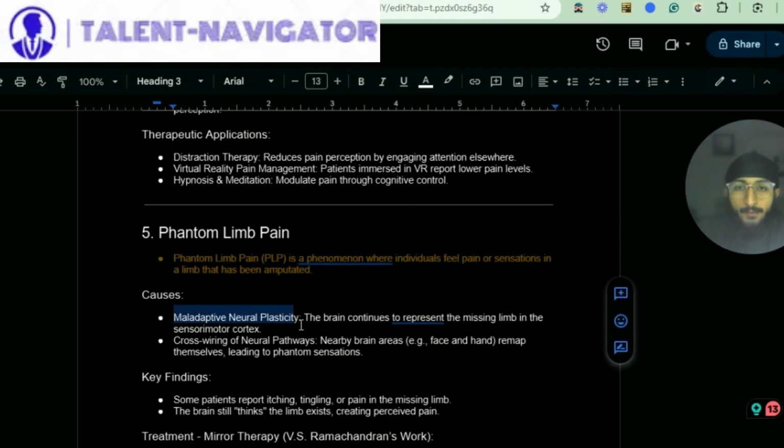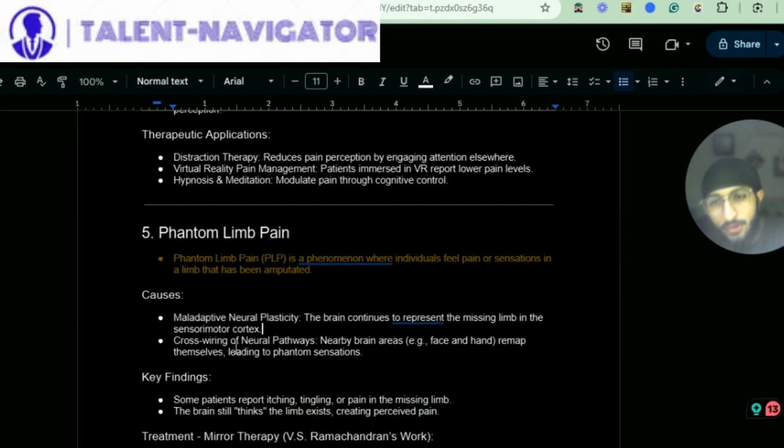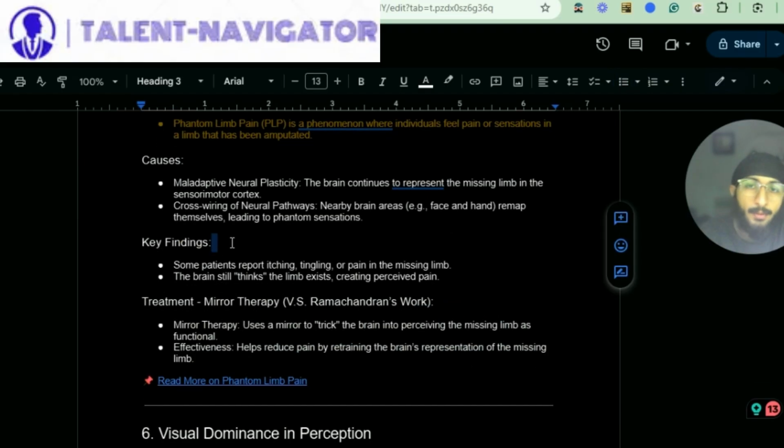Causes: maladaptive neural plasticity. The brain continues to represent the missing limb in the sensorimotor cortex. Cross-wiring of neural pathways: nearby brain areas, for example face and hand, remap themselves, leading to phantom sensations. Now, key findings: some patients report itching, tingling, or pain in the missing limb. The brain still thinks that the limb exists, creating a perceived pain.